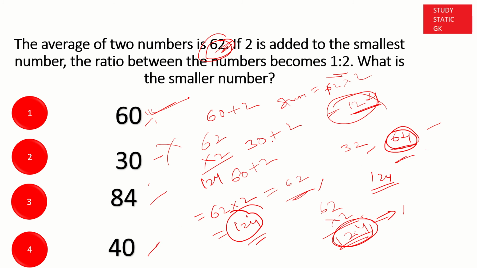So if you go with 40. Okay, I go with 40. So here 40 is there. If 2 is added, that will become 42, and the next number is 42 into 2, 84. So 42 plus 84.